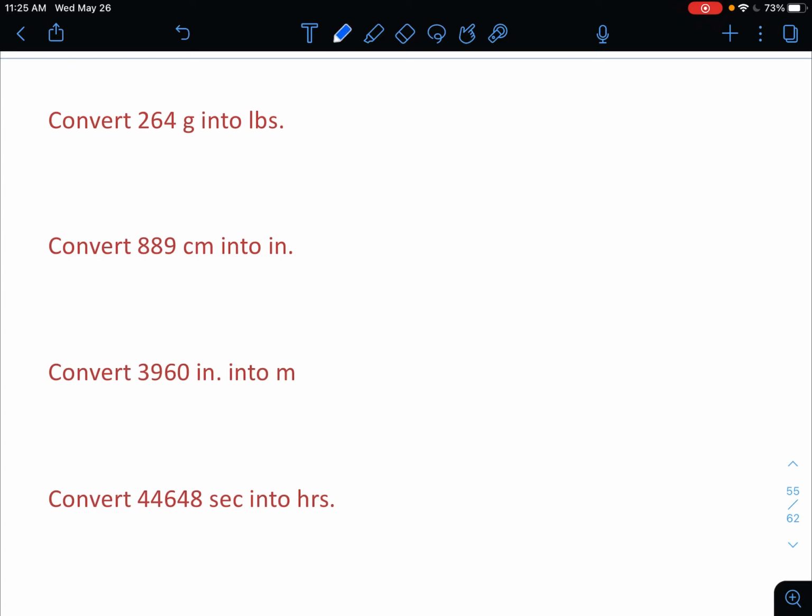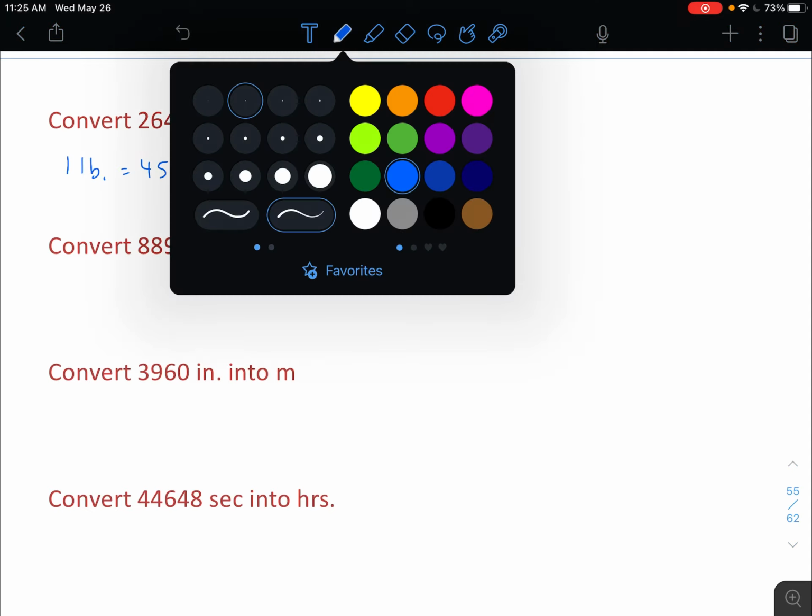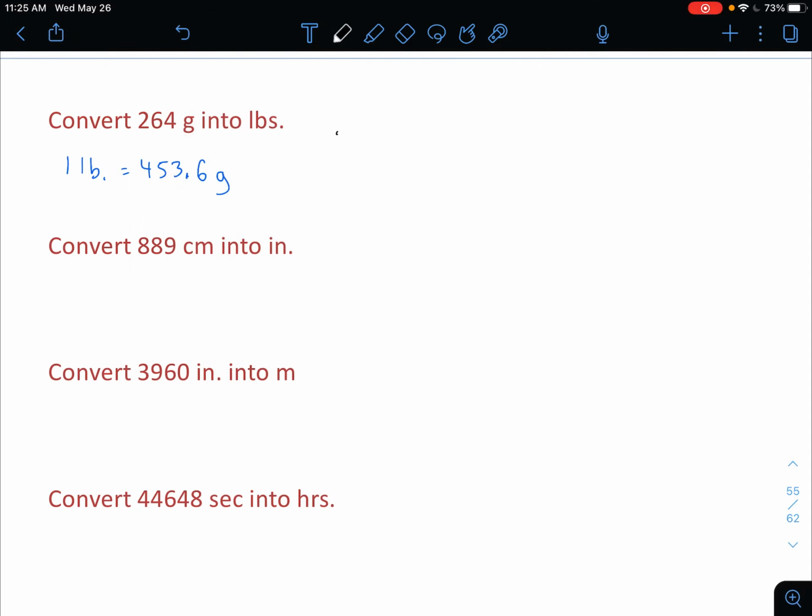Okay, 264 grams into pounds. So the conversion factor that I found on the sheet is 1 pound equals 453.6 grams. So I want to get out of grams and into pounds. So pounds in the numerator, 1 pound.